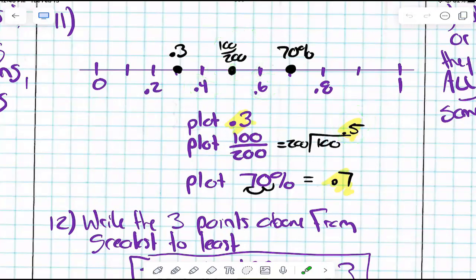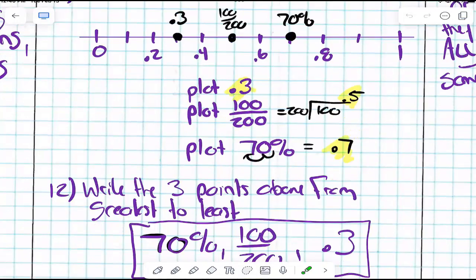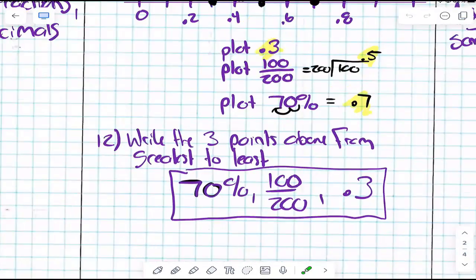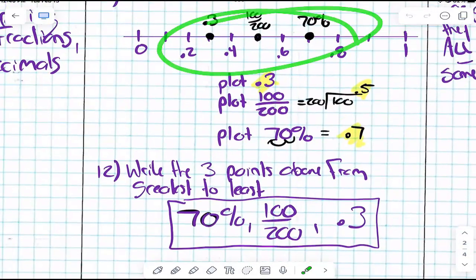And 70%, we really can't put 70% on this number line until we change it into a decimal. We good with that? Okay. And then if you're going to put these points in order from greatest to least, you just look at your number line. Yes, no?